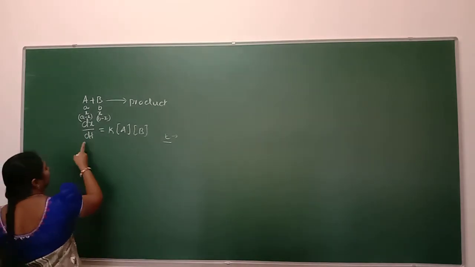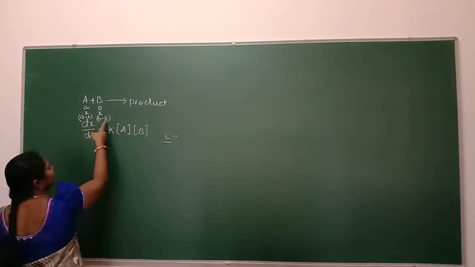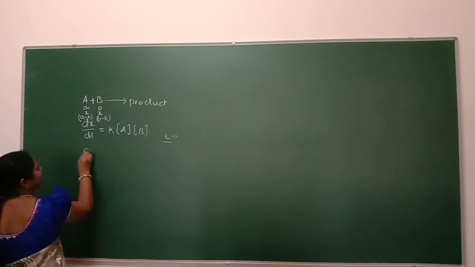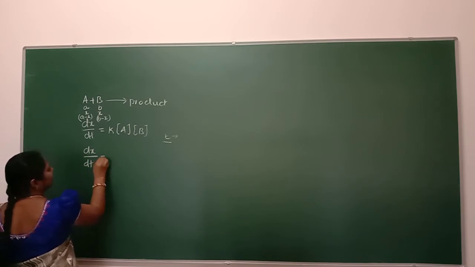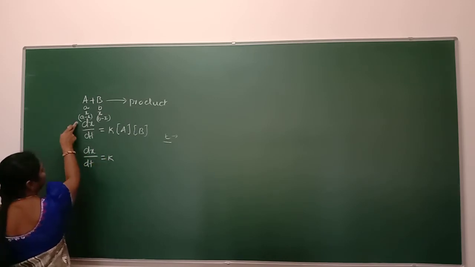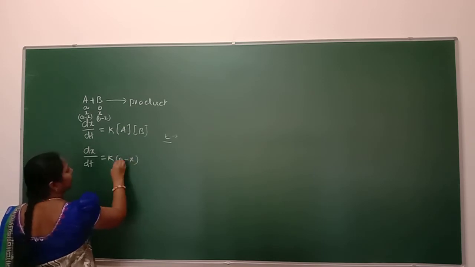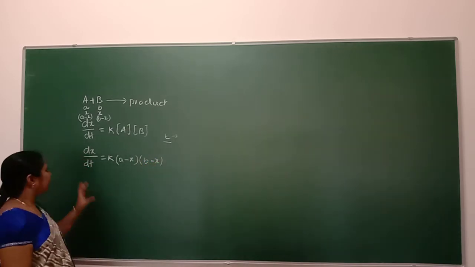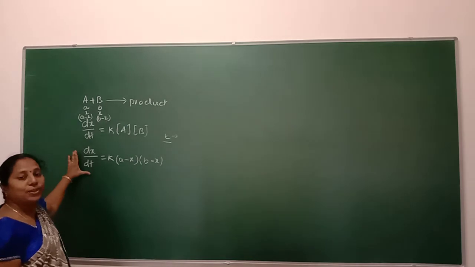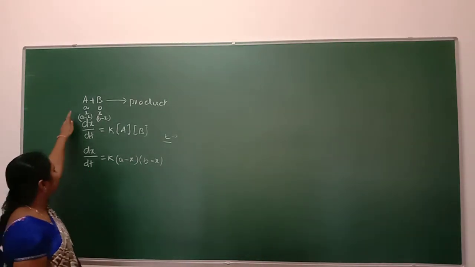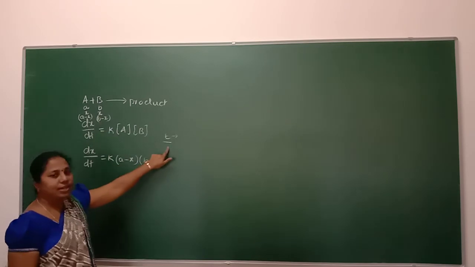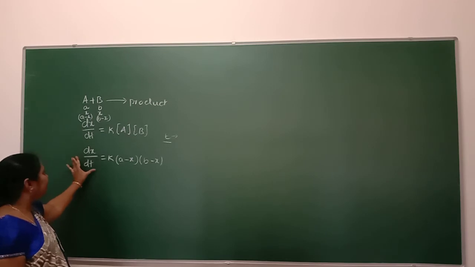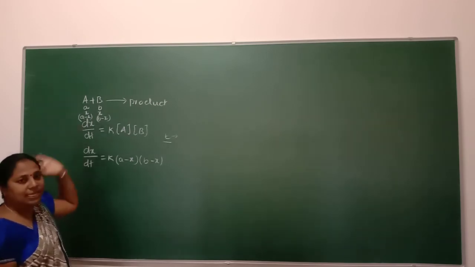Then in terms of a minus x and b minus x, after time t seconds, we can represent this rate expression as dx by dt is equal to K into concentration of A, which is a minus x after time t, and the concentration of B, which is b minus x after time t. This is nothing but the rate expression for a second order reaction in terms of concentration of reactants A and B after time t seconds. So we have written the differential form of rate expression for a second order reaction.